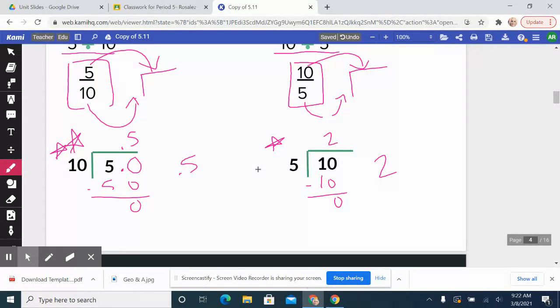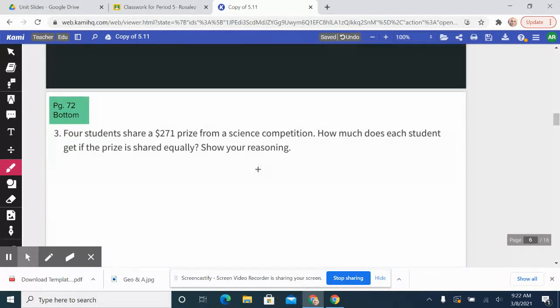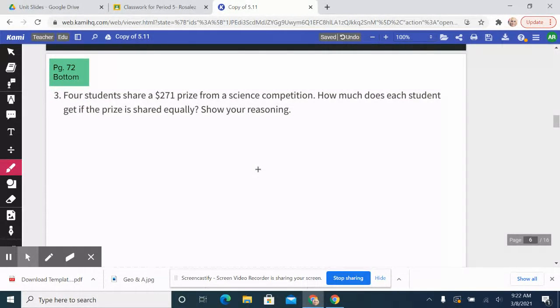That's the topic. So you're on page 72 in your book, and we're doing number 3, and you're at the bottom of page 72. 4 students share a $271 prize from a science competition. How much does each student get? So the 4 is important, and the cost, right?